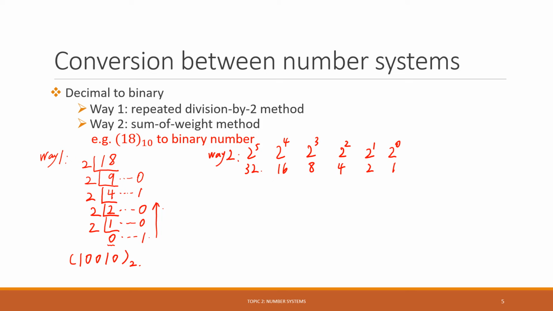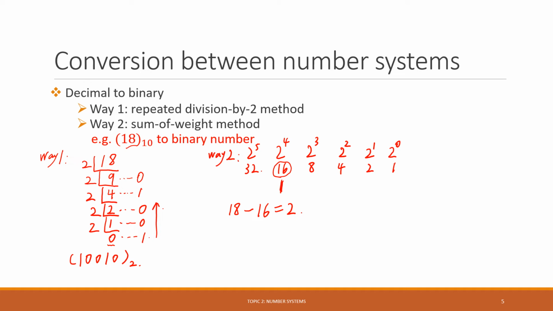So the higher the weight, the bigger the value, right? So now what we do is we first try to find, from those numbers, the one that is closest to 18 but not greater than it. Guess what? That's 16, right? Then we put the corresponding bit to be 1. Then we use 18 minus the value corresponding to this bit, which is 16, and we get the difference of 2.